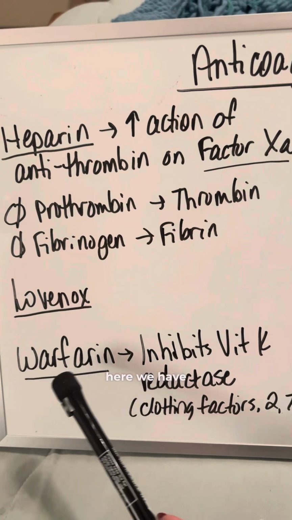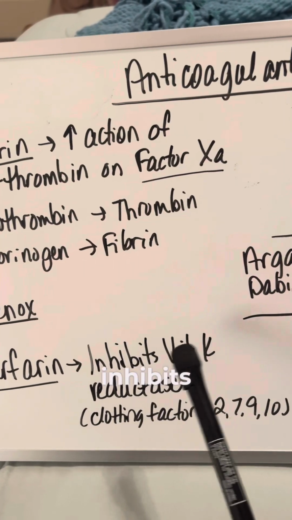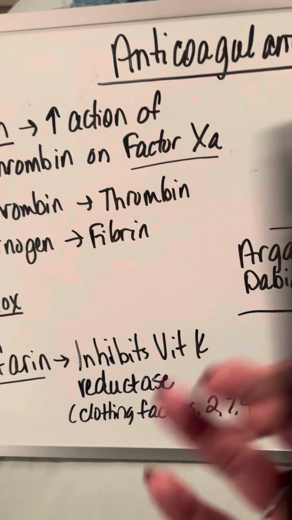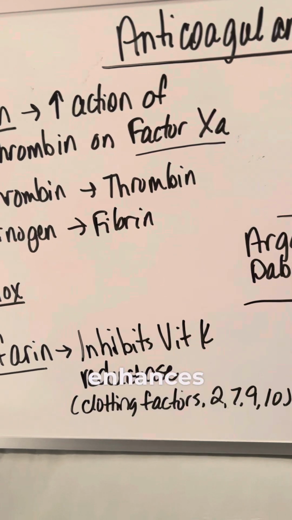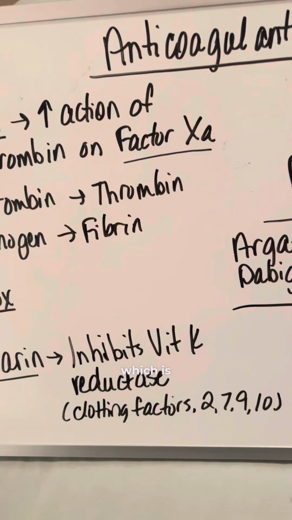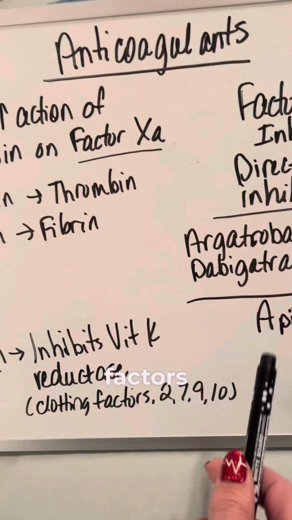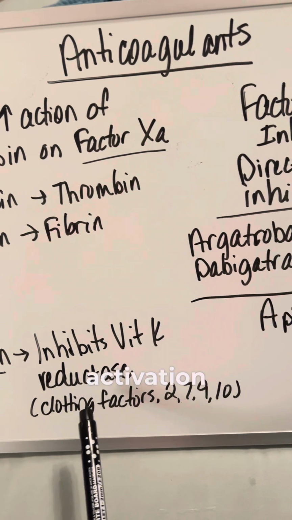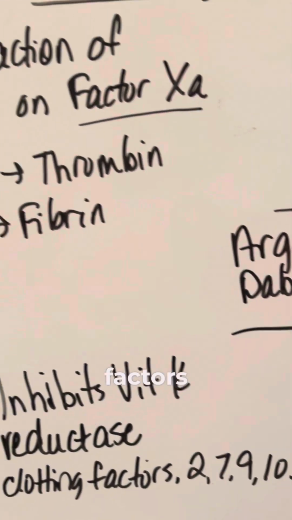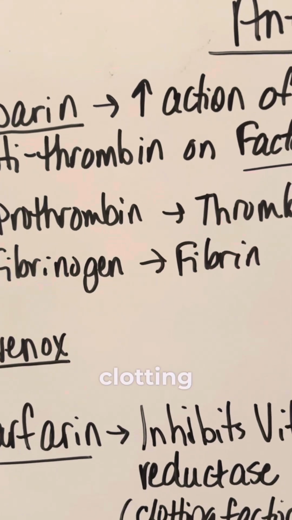Here we have warfarin. It inhibits vitamin K reductase. It is a protein that enhances the effects of vitamin K, which is needed for the activation of a bunch of clotting factors. We're inhibiting the activation of several clotting factors, thus prolonging clotting time.